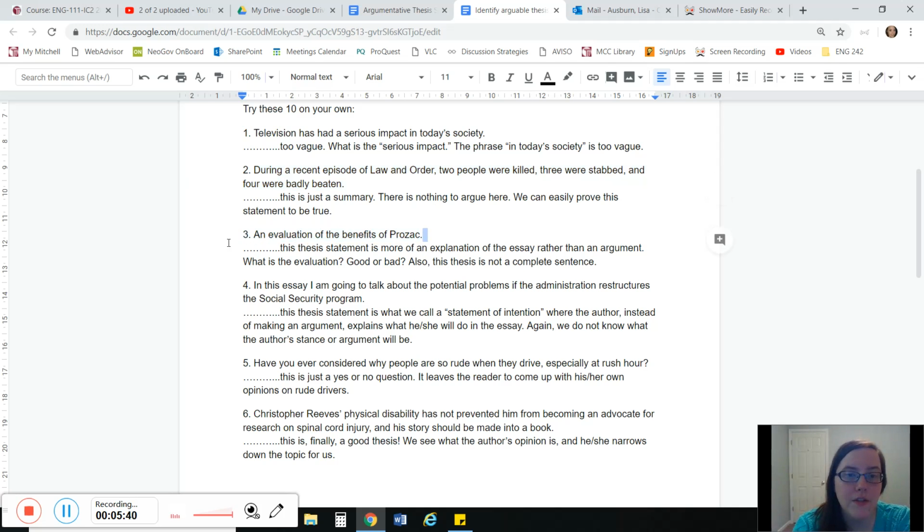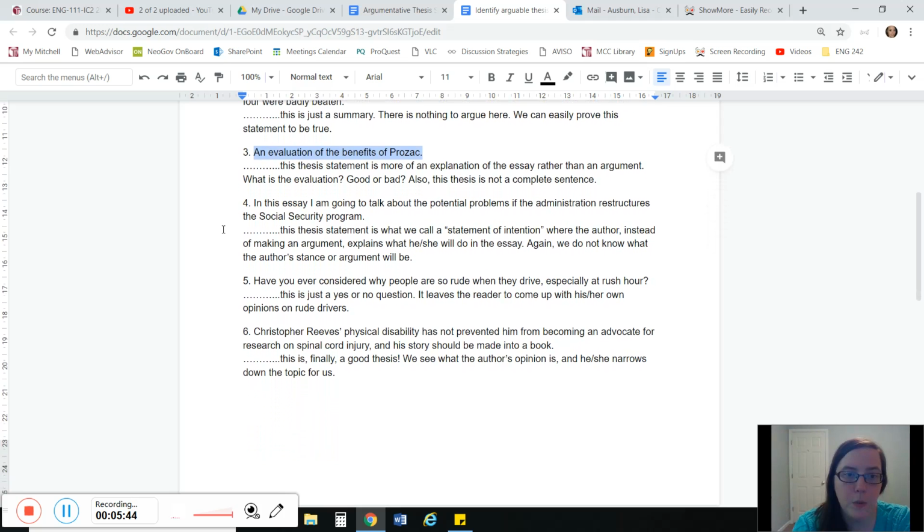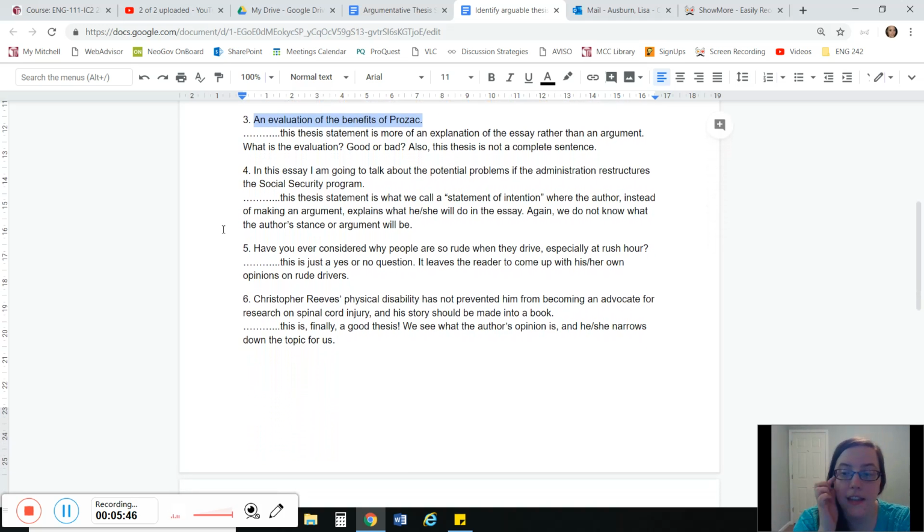An evaluation of the benefits of Prozac. So one, this is not a complete sentence, but even if it were, it's like saying this essay is an evaluation of the benefits of Prozac. So are you evaluating it in terms of here are all the really positive benefits, or here's one benefit, but there's not very many, so we shouldn't take Prozac? Like, what is the argument for this paper? What is the main idea of the paper?